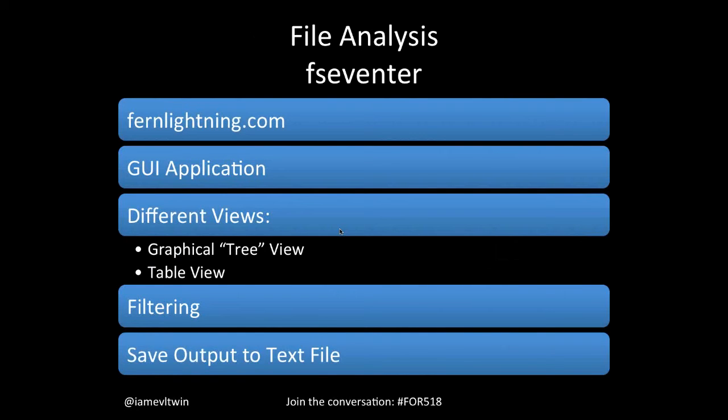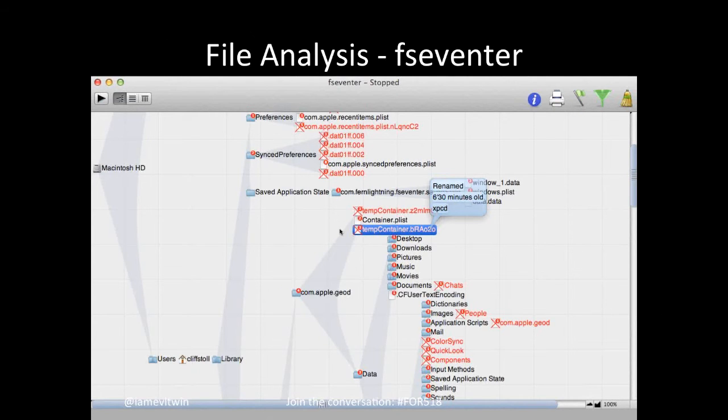So now we went over command line tools. Now we have GUI-based tools. So there's a tool out there, not native to Mac OS X, called fseventer, and it's available at fernlightning.com. It has a couple of different views that I'm going to show you. It also has filtering capabilities, and you can save all the output to a text file. So it's actually pretty easy and nice to use. So depending on the type of visual person you are, you might like this one.